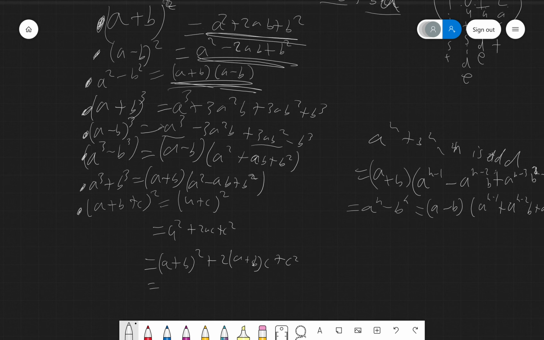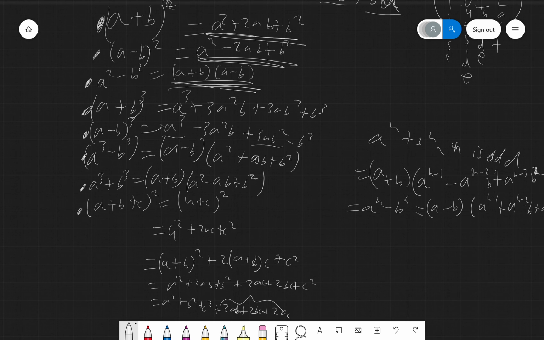That's equal to a squared plus 2ab plus b squared plus 2ac plus 2bc plus c squared. Notice that's just a squared plus b squared plus c squared plus 2ab plus 2bc plus 2ac. This is every combination of 2 times a combination of 2 letters in a, b, and c. Then a squared, b squared, c squared.